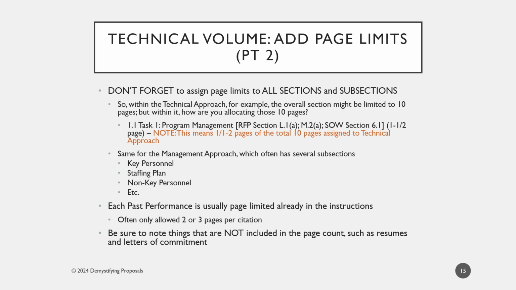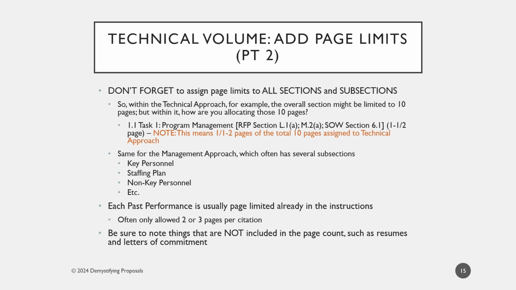Then do the same for the management approach, which often has several subsections as well. So key personnel, staffing plan, non-key personnel. Again, you want to assign the page limits based on how important each section is to the overall proposal evaluation. So for example, your statement of work section in the technical approach usually has the most pages allocated, as I said before. And then within that statement of work, what are the most important tasks? What tasks have the most pages in the RFP? Consider these as you allocate pages for the subsections.